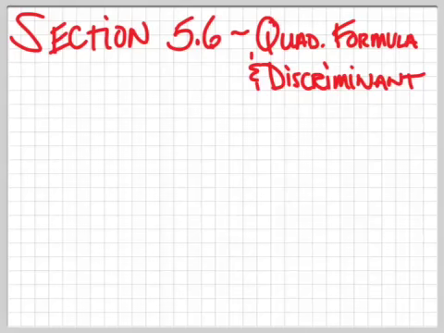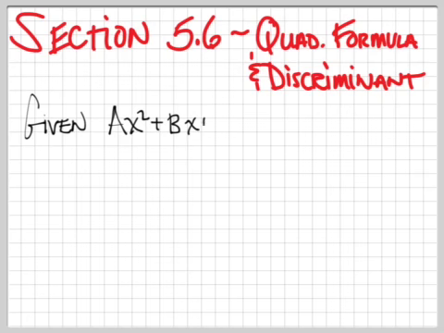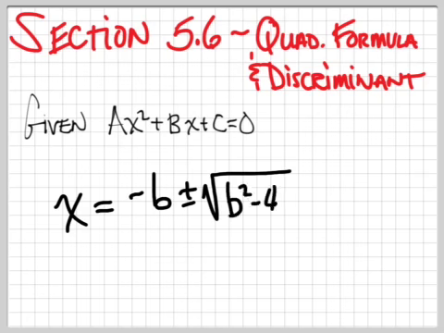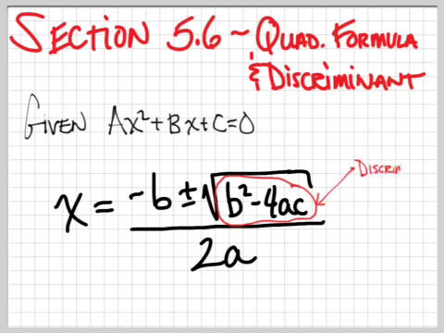Okay, so we're looking at the quadratic formula and the discriminant. We're going to be given something in standard form, and this is our quadratic formula. That piece is called the discriminant. So the b squared minus 4ac has a special name, and it has different properties. That's what we're really interested in: what happens when that is 0, what happens when that's positive, what happens when that's negative, how does that relate to solutions, and then how does that relate to graphs? So that's kind of what we're looking at.